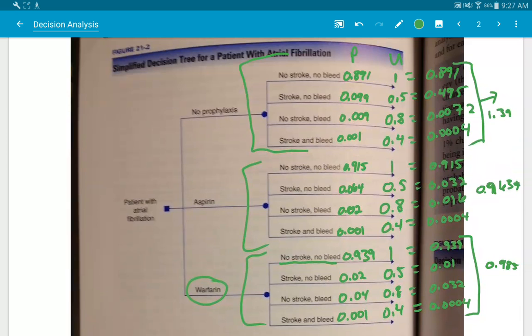I'm just wondering on this stroke no bleed number. Come over here and do my. 0.9481 is the total. 0.9481? Yeah. That's what you got. You just add them together. That feels about right. That's right. Intuitive.